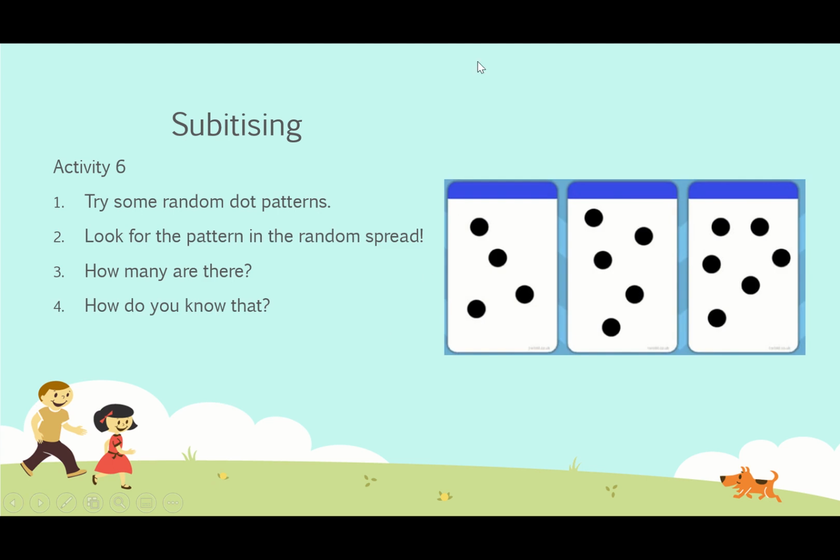And lastly, we've got some random dot patterns, or well, it looks like random, but we're actually looking for the pattern here. And it's about that discussion. How many do you know is there? How do you know that? So again, we've got the 3 that I would recognise from a dice, and then 1, or maybe some children would do 2 and 2. Again, that composition of number.